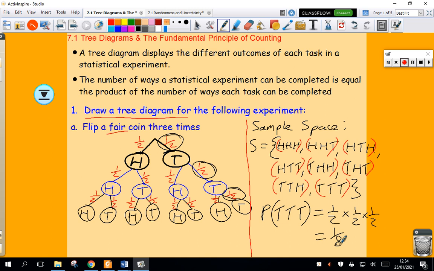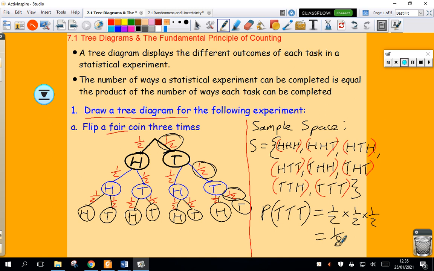So it's 7 times more likely. There's a 7 in 8 chance that I won't get 3 tails. So if I was a betting person, I would not bet on somebody to flip a fair coin 3 times and get 3 tails. It would not make sense. Okay? So that's my sample space for this experiment.